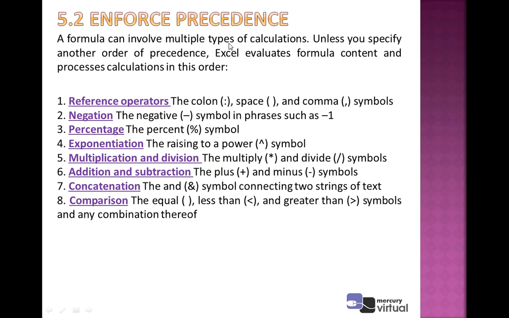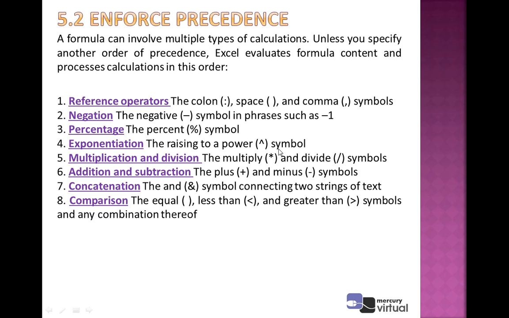A formula can involve multiple types of calculations. Unless you specify another order of precedence, Excel evaluates formula content and processes calculations in this order. This line says Excel always processes the calculation in the order given in the 8 points. First is the reference operator. Means first of all the colon operator is used, then space, comma, symbols. Then negation, which is a negation sign such as -1. Then the percentage sign, which is a percentage symbol.